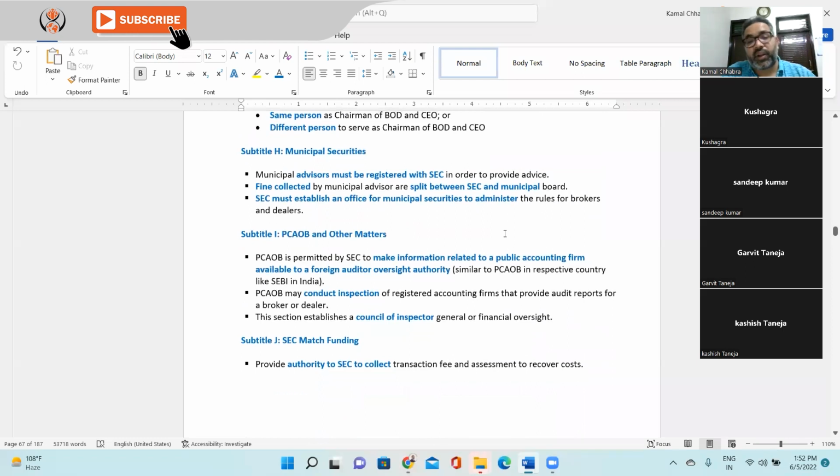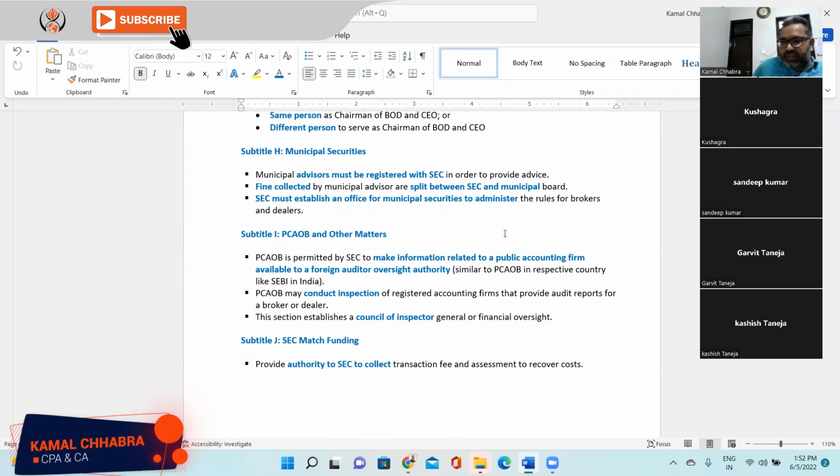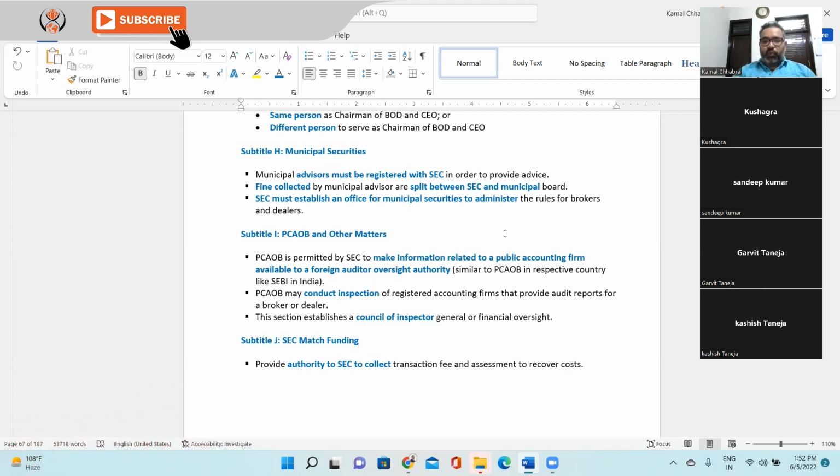Next is municipal security. A municipal advisor must be registered with the SEC. In the case of a municipality, they can also trade their securities in the SEC, and they have to appoint a security advisor, and that security advisor must be registered with the SEC. Fines collected by the municipal advisor are split between the SEC and the municipal board. And the SEC must establish an office in the municipal securities exchange to administer the rules of the brokers and dealers in that municipality.